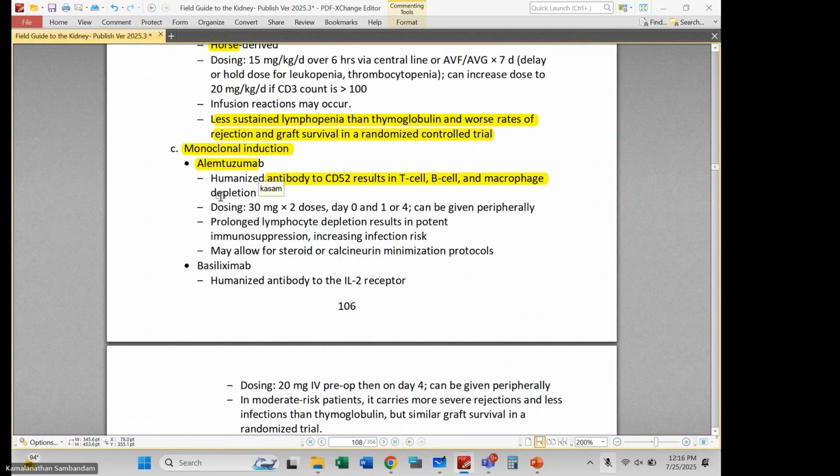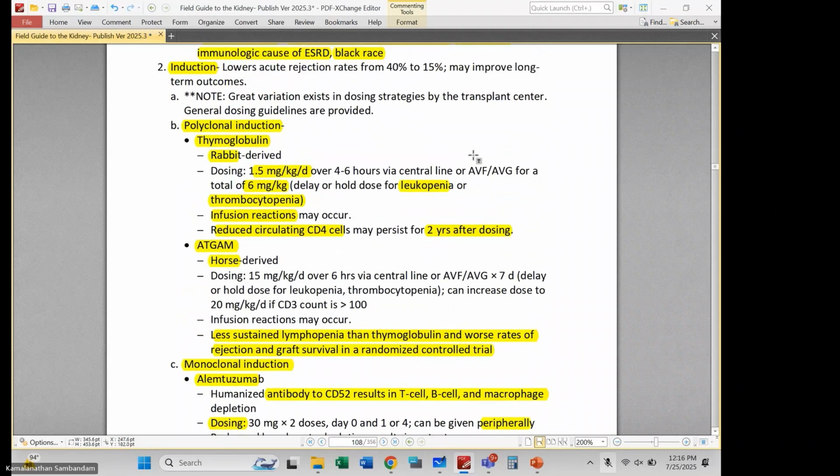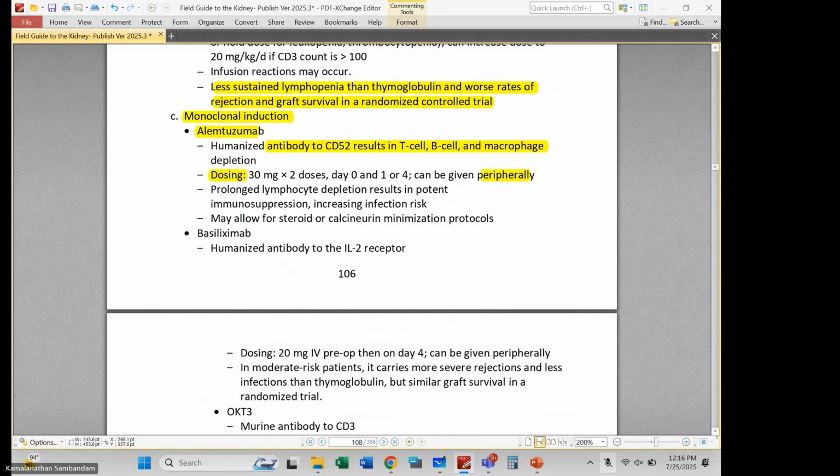It's an easy drug to give. It can be given peripherally. I glossed over the fact that thymo can cause a phlebitis, and so is typically given through a central line or a fistula. However, it can be given peripherally at slower infusion rates. I should tweak this. It's not always given through a central line or through a graft or fistula, but alemtuzumab is easy to give peripherally, okay?